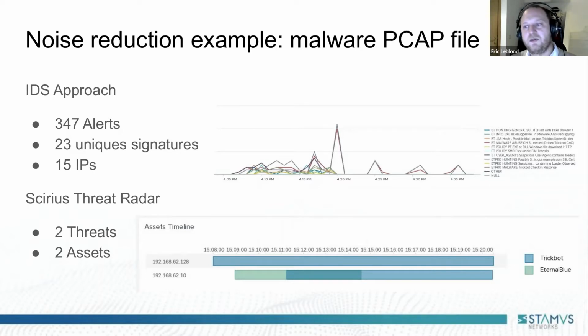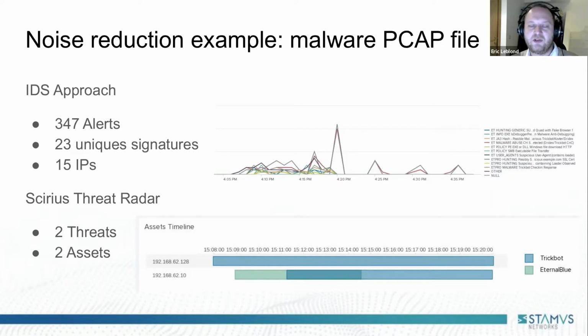If we take a regular IDS approach, we had something like 347 alerts, 23 different unique signatures, and 15 IP addresses that have been seen inside the alert events. That's really a small scale on this malware pcap, because it's basically just 2 or 3 computers making the noise, but it's big enough, so we already have 15 IPs we need to sort out. If you take that to the scale of a big organization, it can be really a problem.